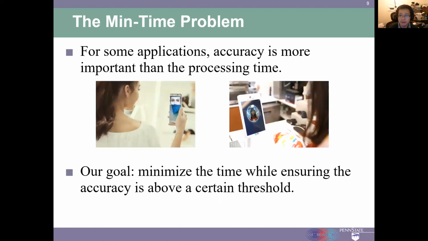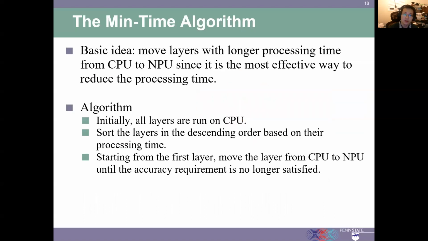Now let's take a look at some other mobile applications, such as using a face recognition algorithm to unlock your smartphone or making payments. For such applications, accuracy is more important, and we should minimize the processing time while guaranteeing that the accuracy is still above a certain threshold. To address this problem, we propose a heuristic-based min time algorithm. The basic idea is to move the layers with longer processing time from CPU to NPU, since it is the most effective way to reduce the processing time.